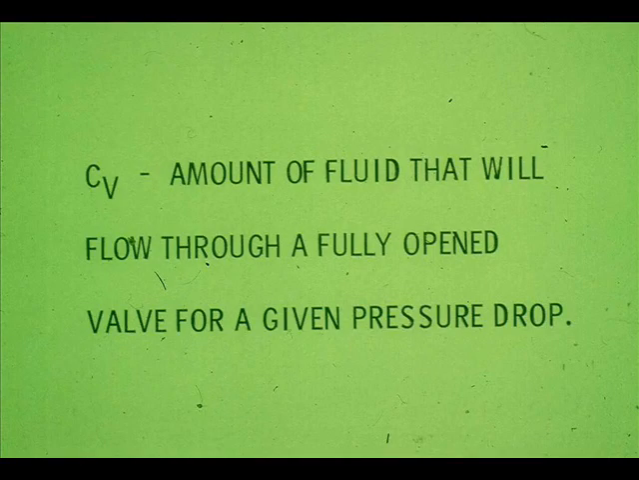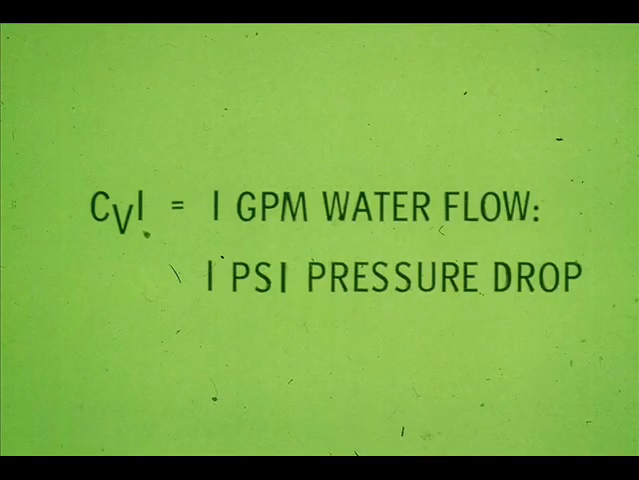Flow coefficient, or C-sub-V (CV), is the yardstick for valve sizing. CV is the amount of fluid that will flow through a fully open valve for a given pressure drop across the valve. A C-sub-V of 1 means 1 gallon per minute of water will flow through a fully opened valve that has a 1 psi pressure drop across it.